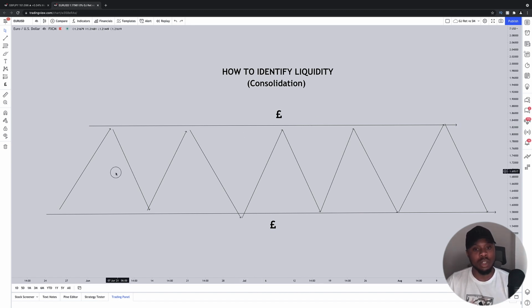Okay. So whenever you see consolidation, they're accumulating some kind of orders. They're accumulating orders on both sides of the market, and there's normally going to be a manipulation after that.